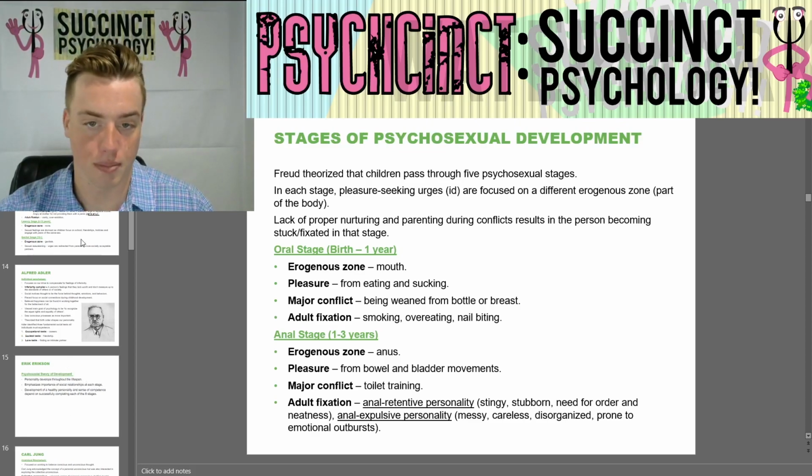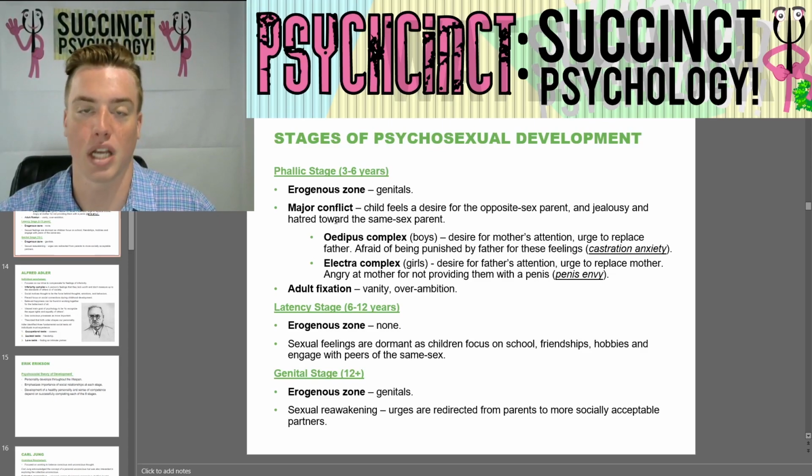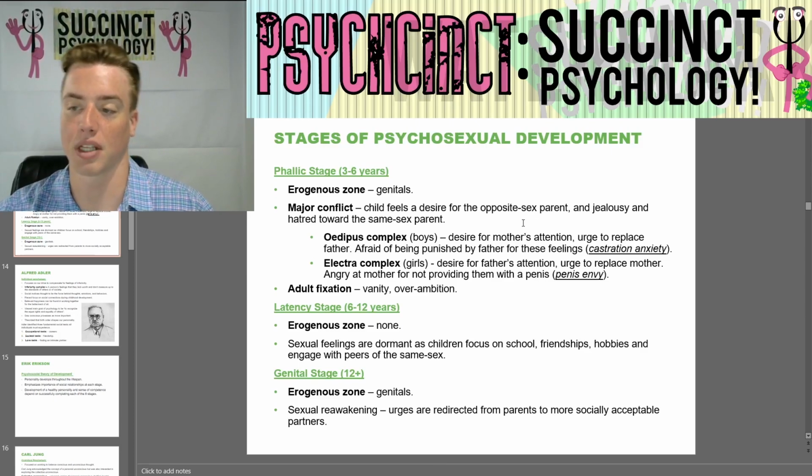So let's see. Next, we have the phallic stage from 3 to 6 years. The erogenous zone is genitals, and the major conflict is the child feels a desire for the opposite sex parent and jealousy and hatred toward that same sex parent. So Oedipus complex for boys: desire for mother's attention, urge to replace father, afraid of being punished by father for these feelings, so castration anxiety.